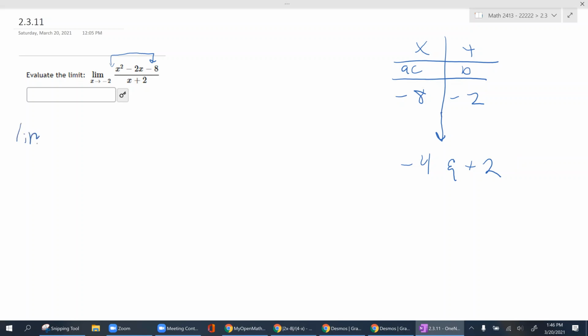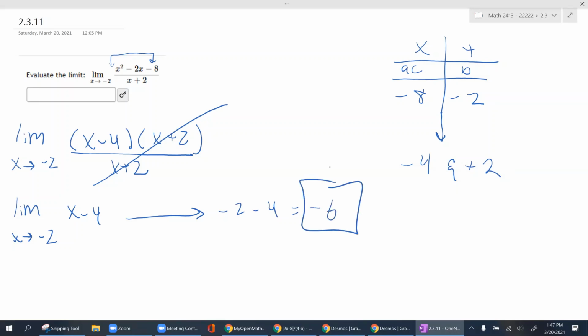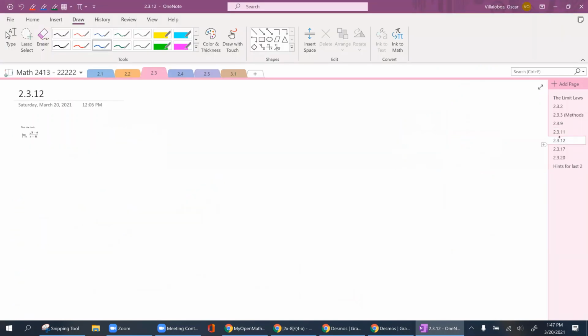Meaning, my top, I can now factor it to x minus 4 and x plus 2, all over x plus 2. What happens now? Yes, these two cancel out. I'm going to go ahead and rewrite my limit. The limit is x minus 4. So I'm going to apply my limit. This is -2 minus 4, meaning this is -6. Again, what we did there was factoring.